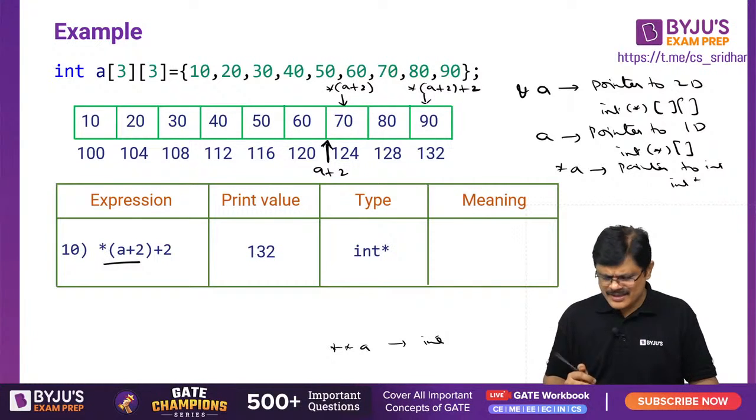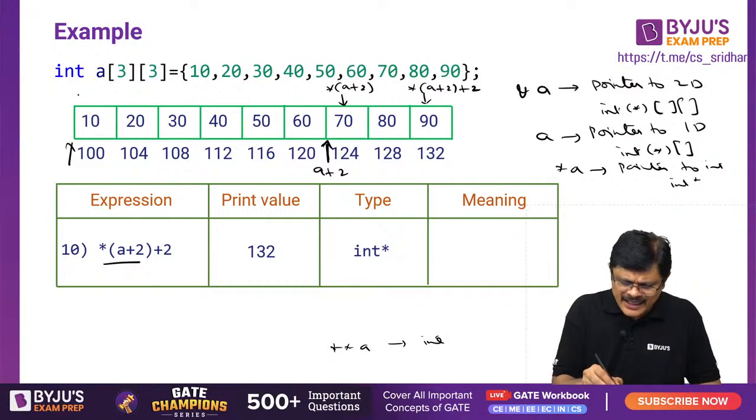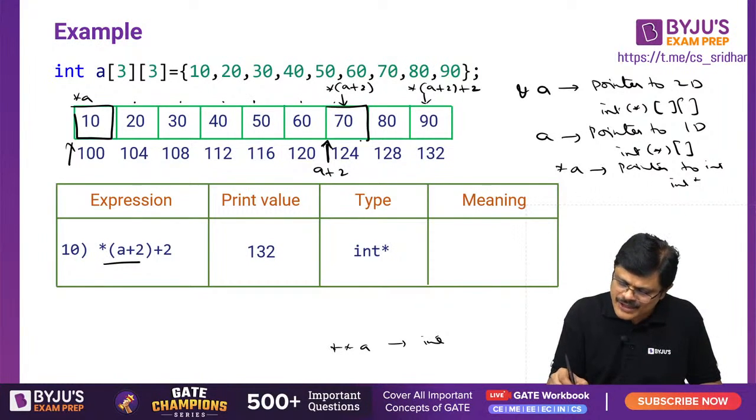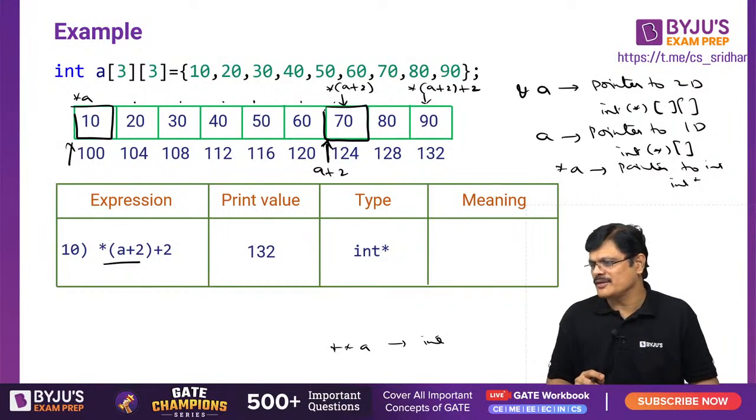Star A. Star A means what, sir? Star A is this location, not 10, this location, 100. Plus 6 means what? It is 1, 2, 3, 4, 5, 6. This location you are talking about, that is 124. Super, Shirisha.